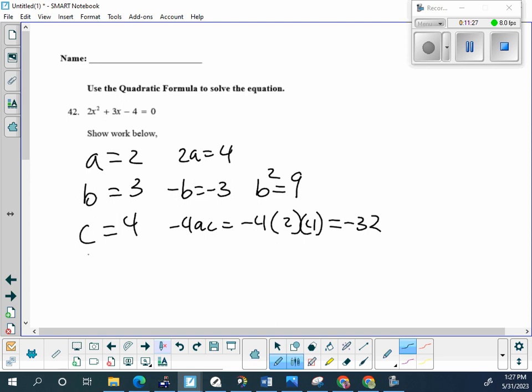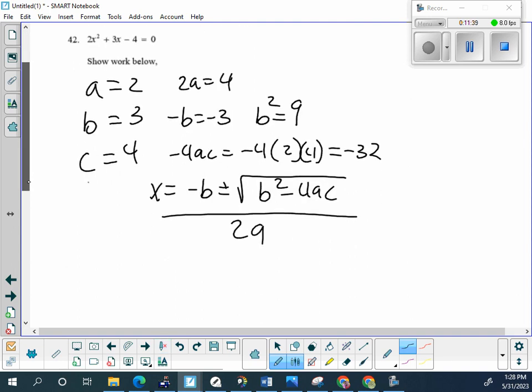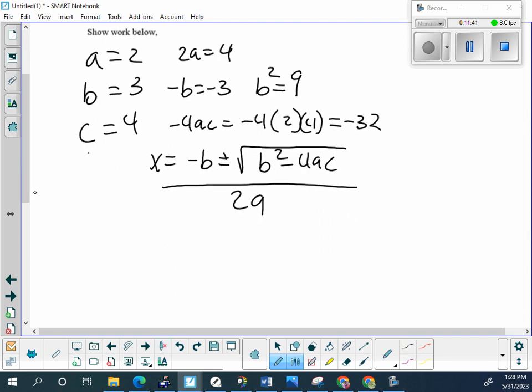Okay, so I'm going to put it into the quadratic formula. X equals negative b plus or minus the square root of b squared minus 4ac all over 2a. When I do that, I'm going to get x equals negative b. So negative b is negative 3 plus or minus the square root of b squared, 9.